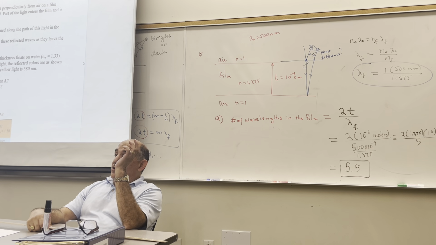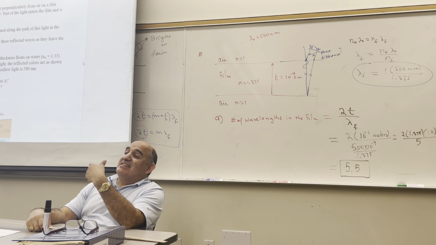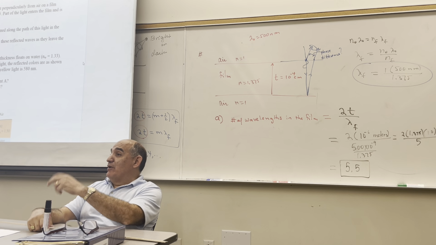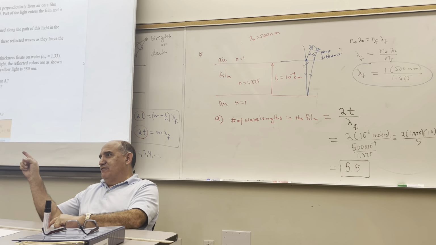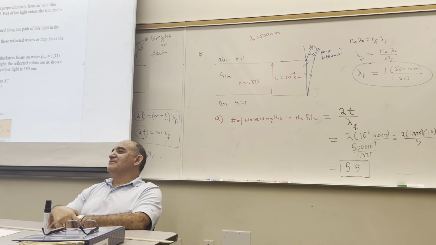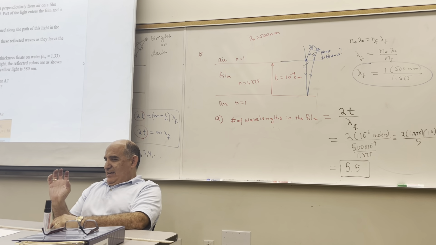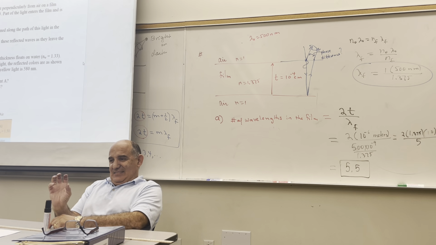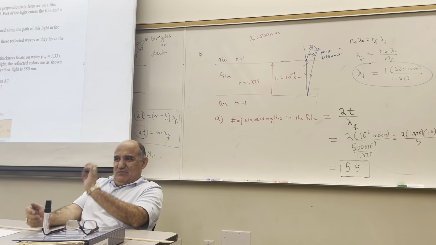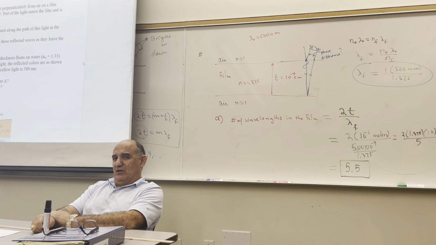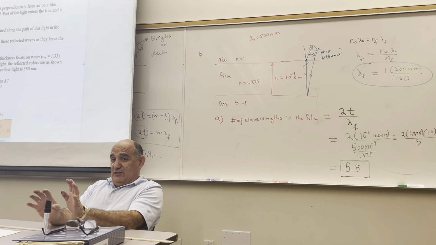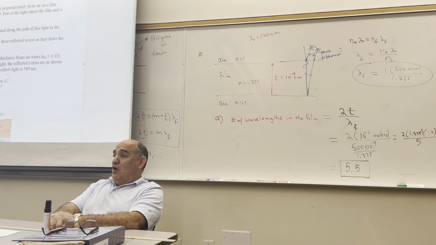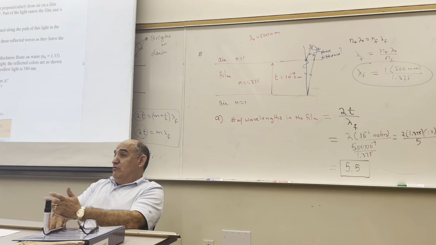So this question is indirectly asking you, is it going to be bright or dark? Because if it's bright, the phase shift is zero. If it's dark, the phase shift is 180 degrees or pi radians. It's a way of asking you that question in disguise by turning it into a phase shift type of question. So, is it bright or is it dark?